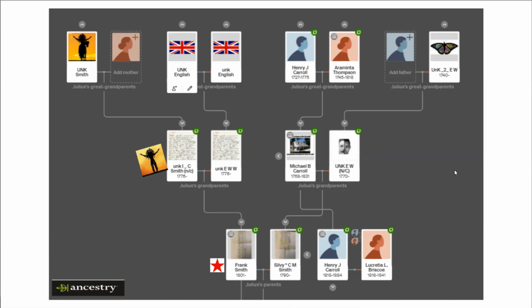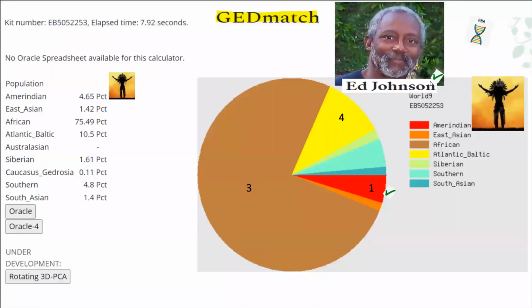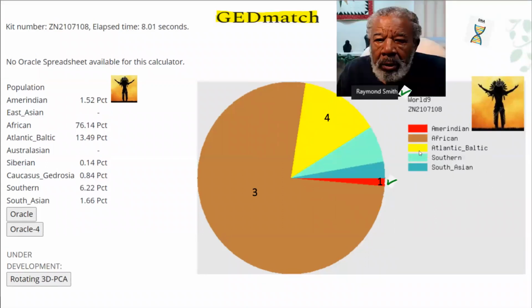If we look at the admixture pieces for Ed Johnson, again, he's primarily African, but he's got some Europe, and he's got a pretty healthy amount of Native American ancestry that's registered on the GEDmatch tool for admixture. So again, that's promising to see him getting those types of hits. We go to Raymond, again, not as much Native, but still a noticeable amount of Native ancestry on Raymond as well, along with the African and the European admixture that's being shown there.